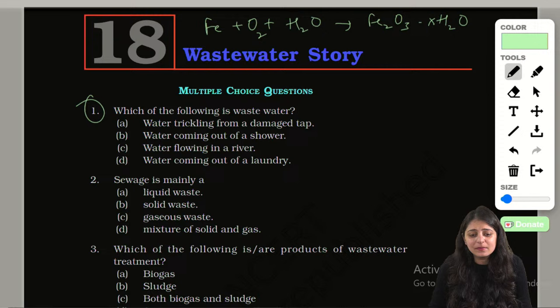Acetic acid. Manvi, CH3COOH. Okay, Kartiki. Very good. Option D. Correct.